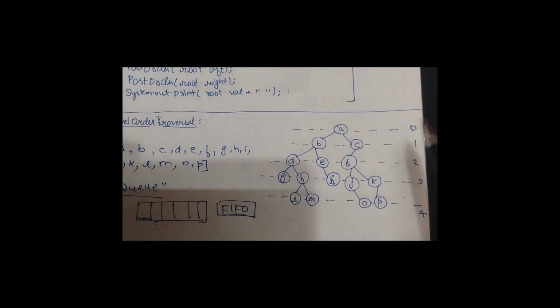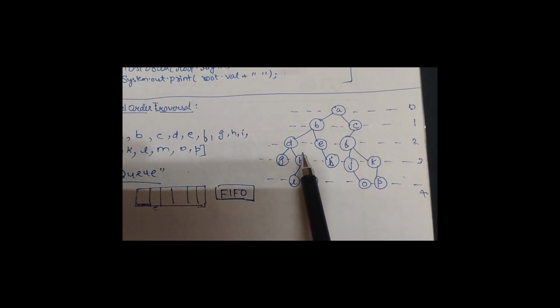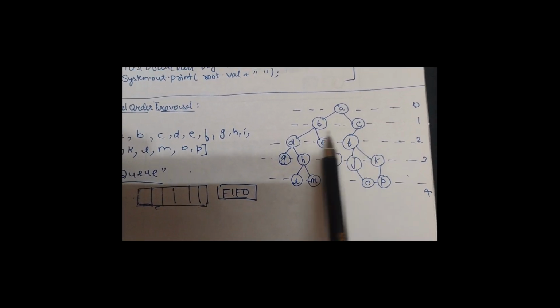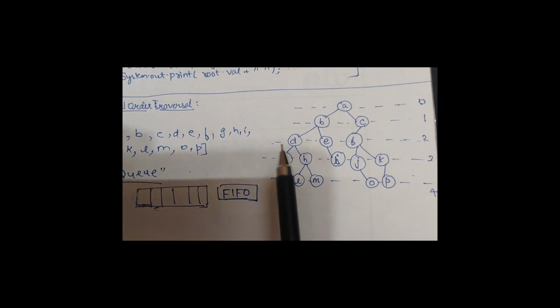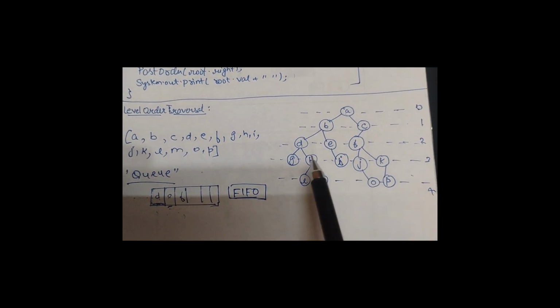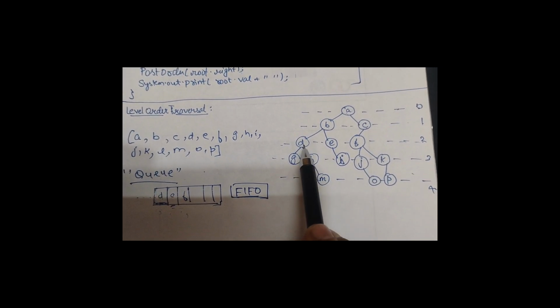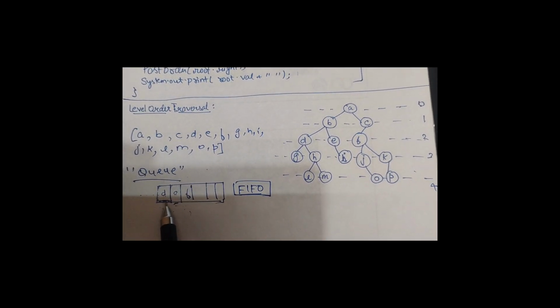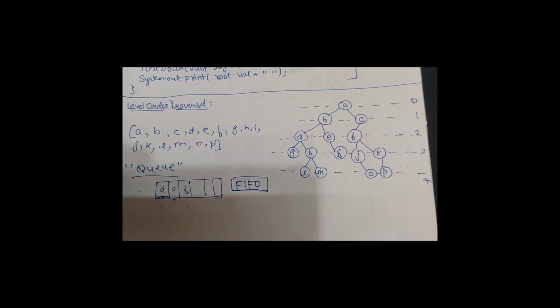Okay, so similarly for a level, let us take the example of the second level, that is D, E, F. If I store D, E, F, and then pop out D, then E, then F, I can say that if I store from left to right, I'll be able to print them in the same order. So this data structure would give us the exact answer.